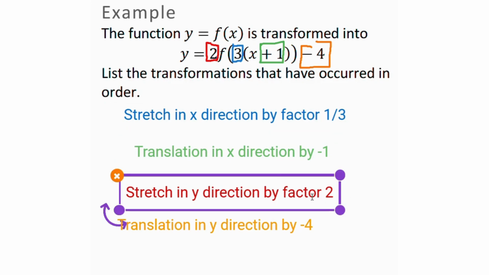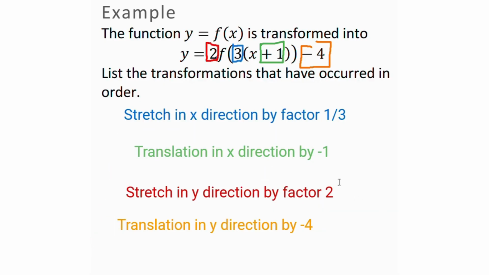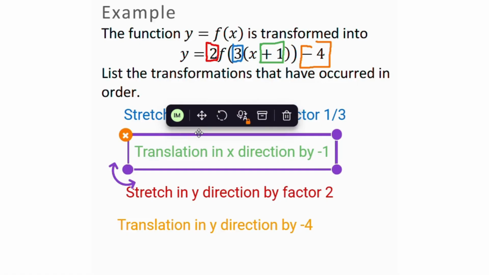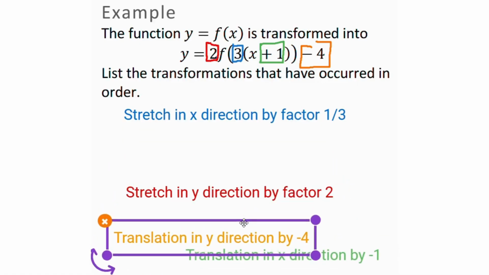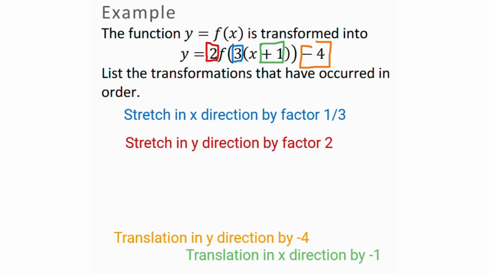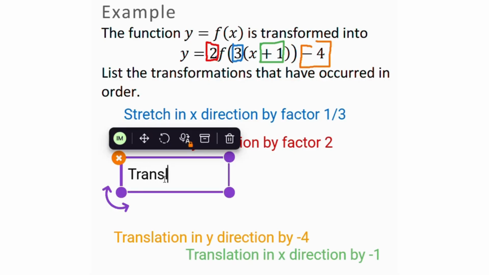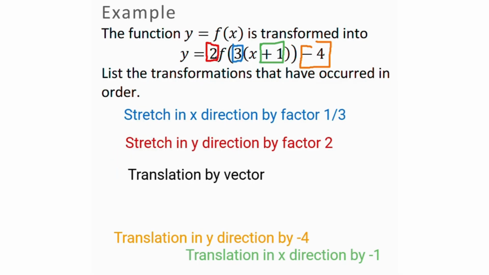Now, generally speaking, we don't write translations like this. We write translations as vectors. So probably a slightly better way of writing this would be to write it as our 2 stretches, and then a third thing, which would be a translation by vector, and the vector in this case would be in the x direction by -1 and the y direction by -4. So that would probably be the preferred final answer for this, but the blue and the red lines could go the other way around. That would be absolutely fine.